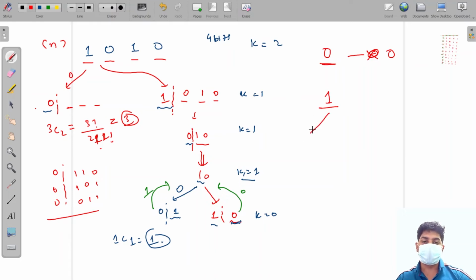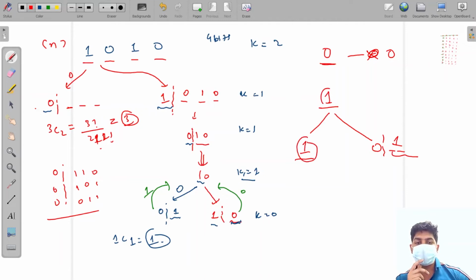So there are two options. One option is that this bit says I will remain 1 only, or this bit says okay, I will get converted to 0 and my 1 bit should be arranged in this part. But if this bit says that I will stay 1 only, then this number and this number are the same, we have not reduced the answer. So here also this is not a valid answer, 0 will be there.